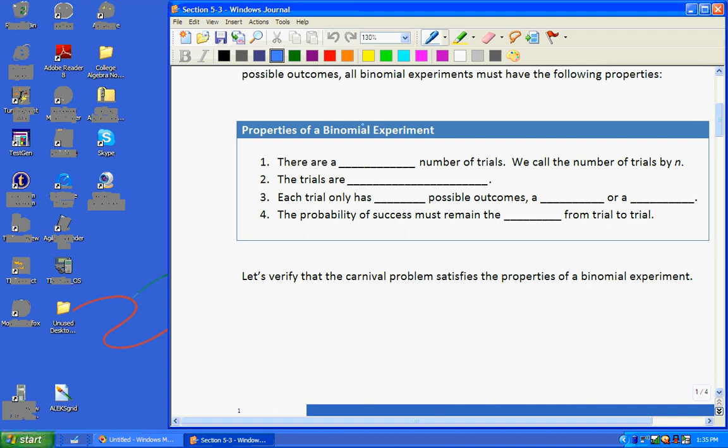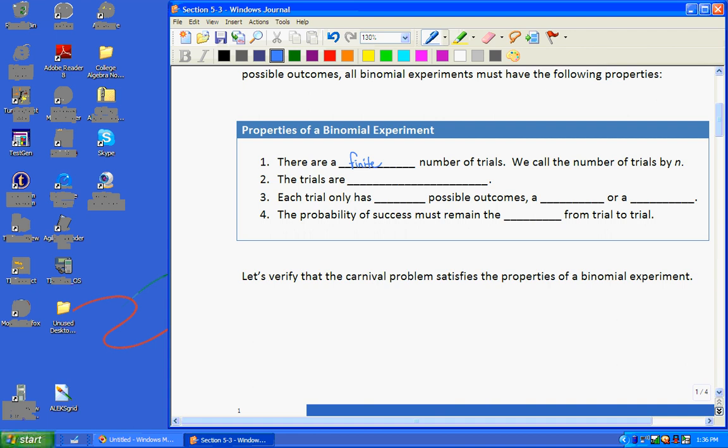Number 1, there are a finite number of trials. So there has to be a stopping point that you can count. We don't want something that continues on and on and on forever, but a countable number of trials, 10, 15, 100, 1,000, however many. We call the number of trials N. So N represents how many trials we have.